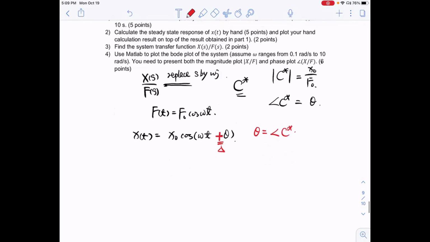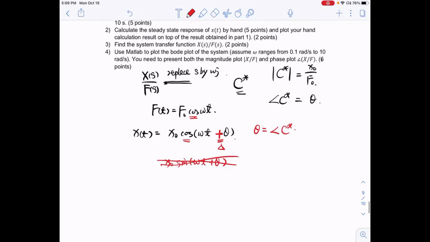And the other thing is, depending on the function of the excitation, if it's cosine, then here should be cosine. If it's sine, then the response should be in sine. I think some of you thought that x naught is sine omega t plus theta, but that's not correct, because your excitation is in cosine. So you have to use the same harmonic to calculate the response.